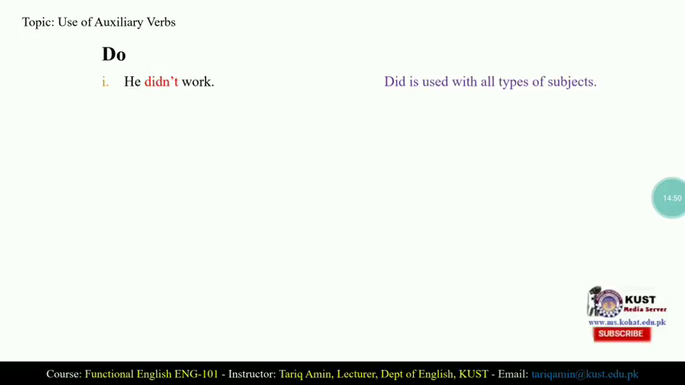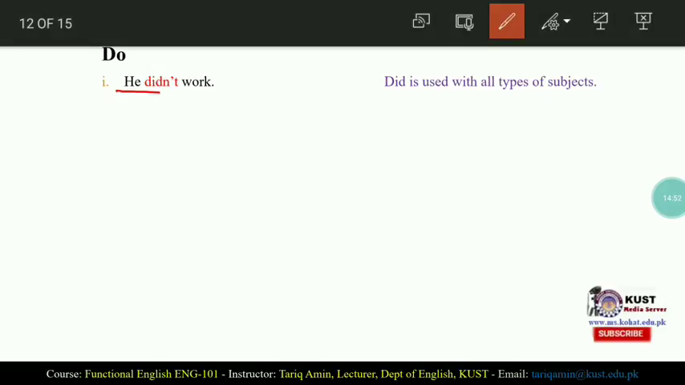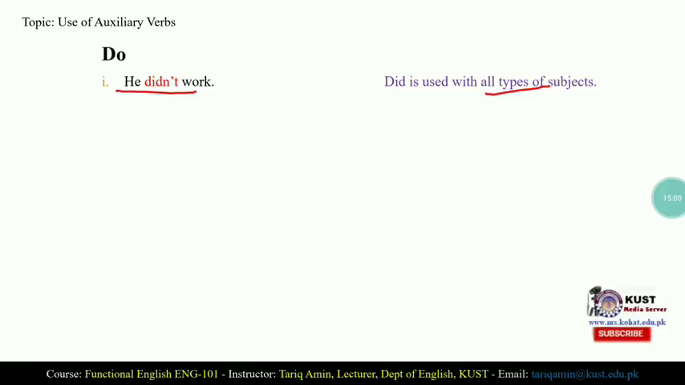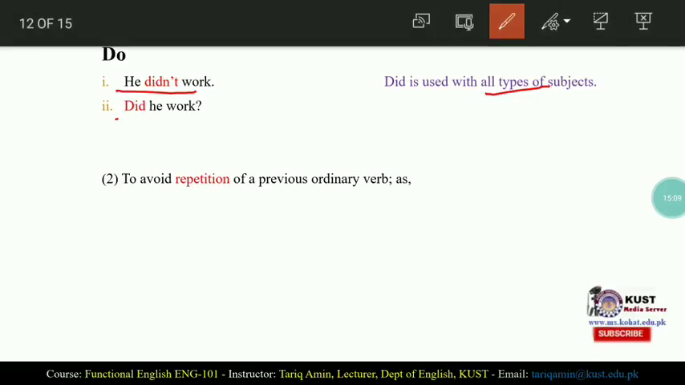He did not work. This is past tense and it is a negative sentence. Did is used with all types of subject, whereas do and does are used with different types of subjects. Did he work? Did he work is an interrogative sentence, and we can see that did has been used in order to form negative and interrogative of the simple past tense of the ordinary verb work.